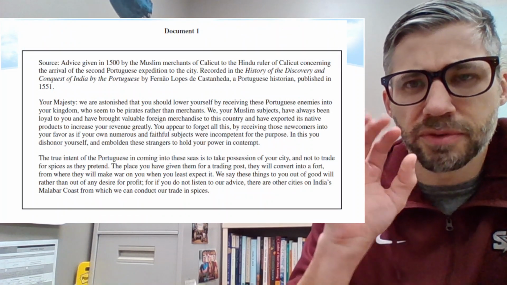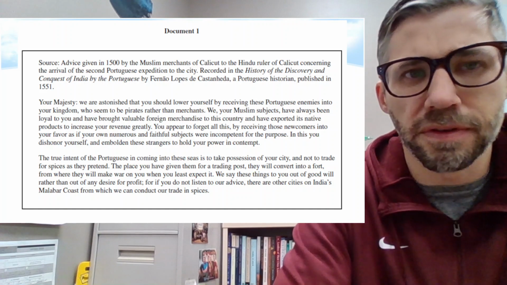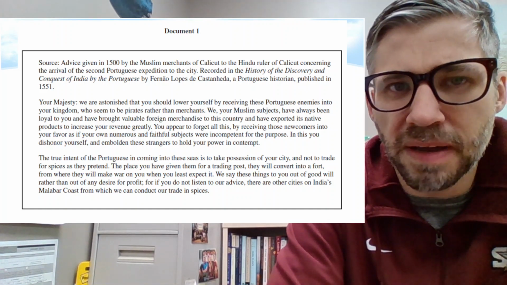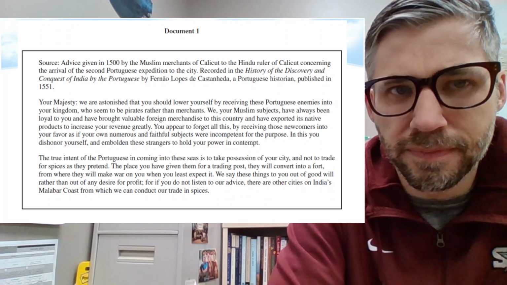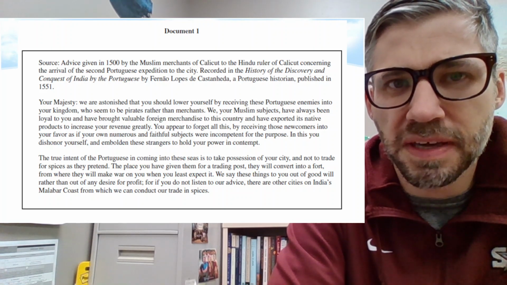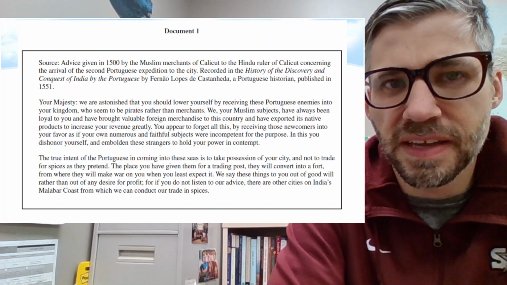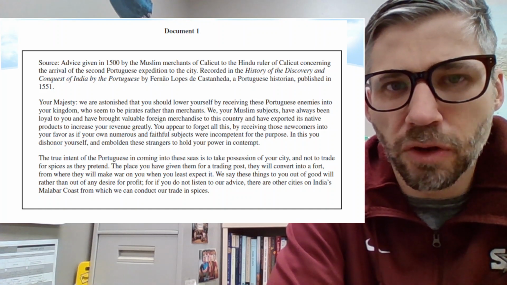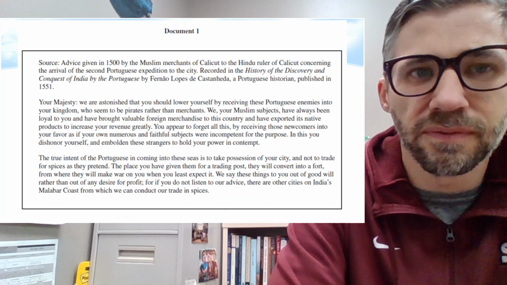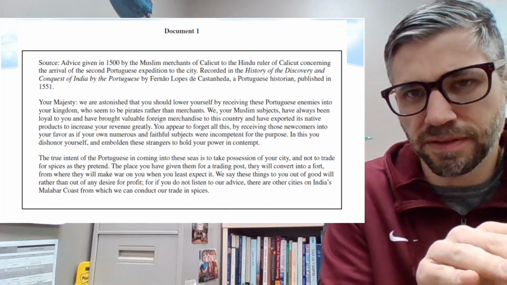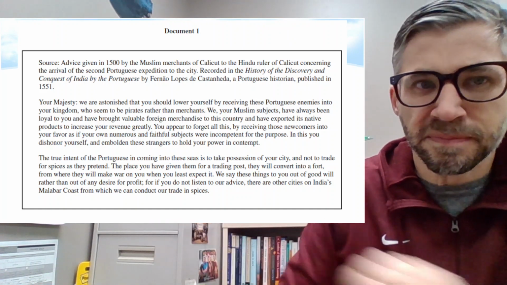Document 1. Again, the prompt, to what extent did the Portuguese transform maritime trade in the 16th century? The source, advice given in 1500 by Muslim merchants of Calicut to the Hindu ruler of Calicut concerning the arrival of the second Portuguese expedition to the city, recorded in the History of the Discovery and Conquest of India by the Portuguese by Fernão Lopes de Castaneda, a Portuguese historian, published in 1551. So Muslim merchants in an Indian city to the Hindu ruler of an Indian city.